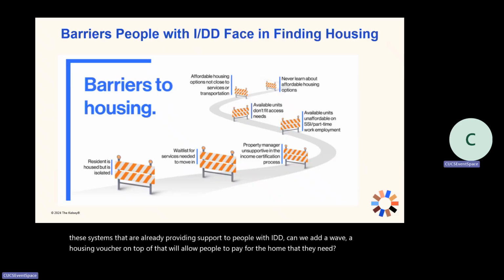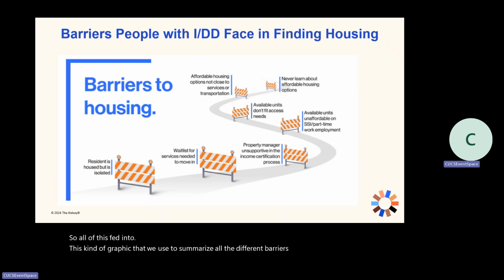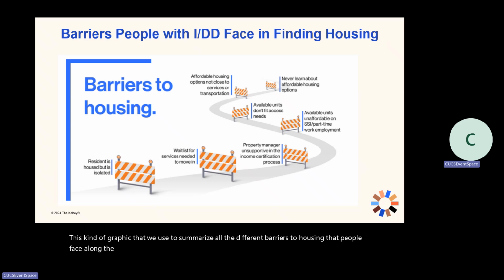So all of this fed into this graphic that we use to summarize all the different barriers to housing that people face along their housing journey. And it was important for us to recognize that there wasn't one key point that was hard. There were many points along the way that are hard. And this is why people fall out of housing and can't get the housing they need. It's because they're constantly confronted with a new barrier that restricts their access.